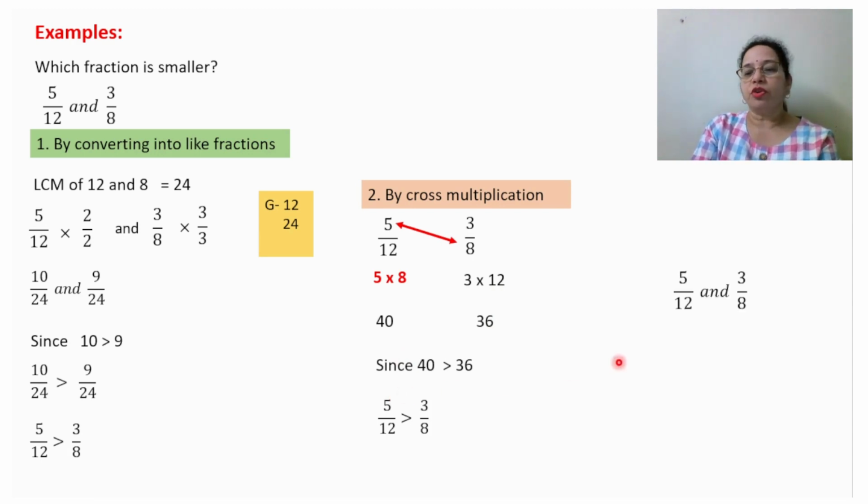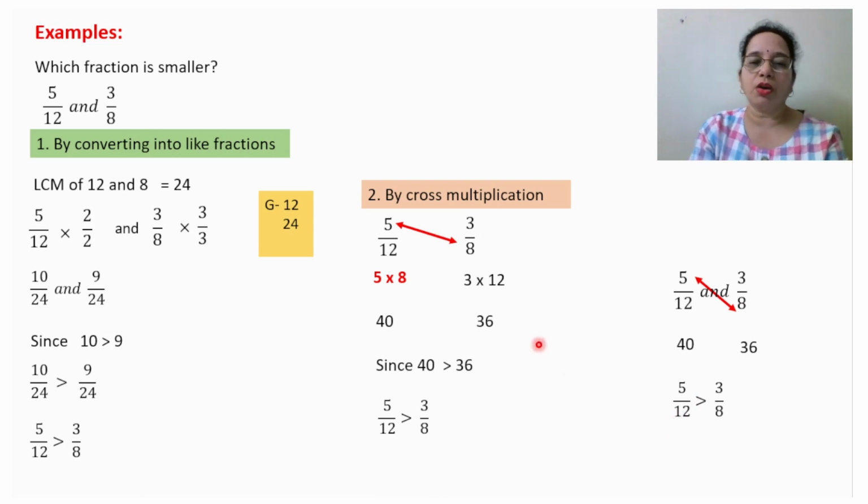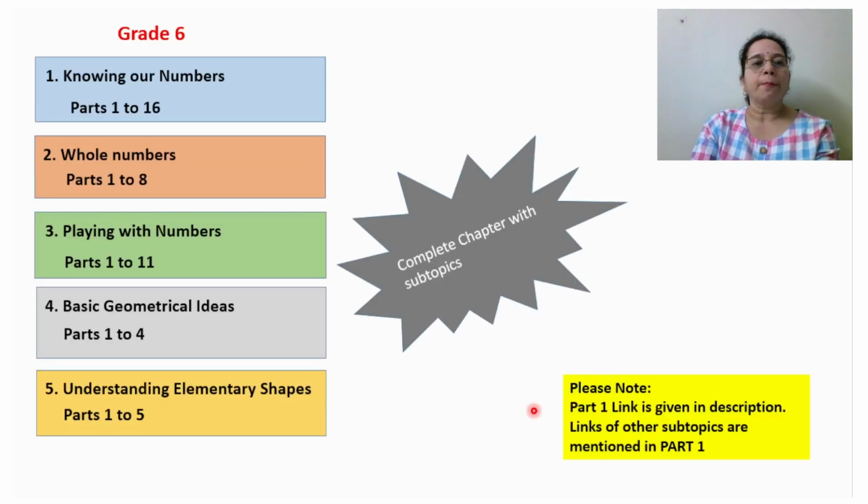Now same question for fill up the blanks. So just join these two numbers. 5 8s are 40, 12 3s are 36, 40 is greater, so 5 upon 12 is greater than 3 by 8. So for fill up the blanks, no need to write down these steps, directly you can write down the answer. But if the question is for 1 mark or 2 mark in the pattern, solve the question, then you need to follow all the steps.